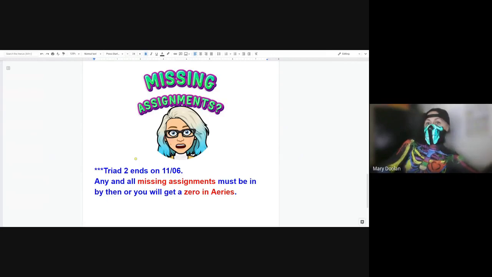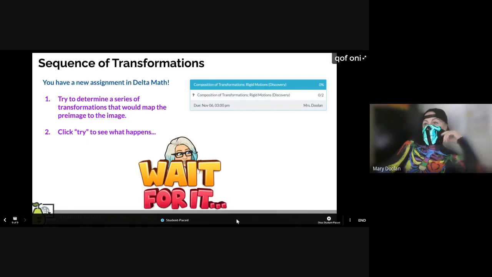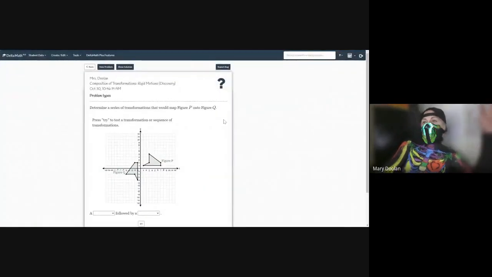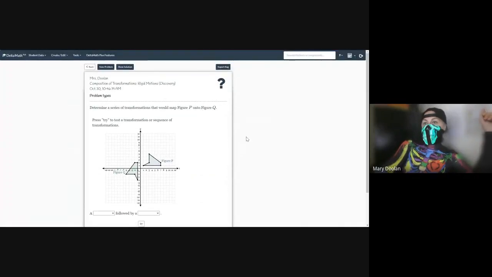I didn't go over the last slide with you guys. I'm just realizing that right now. So last slide, sequence of transformations. In Delta Math, there is a new assignment. You only have to do it twice. This is a really cool assignment though. So I will open it up with you. We still have 4 minutes. I have to go find it. Composition. Here we go. So if you didn't make it this far, make sure you get in here and play with this. This is really cool.